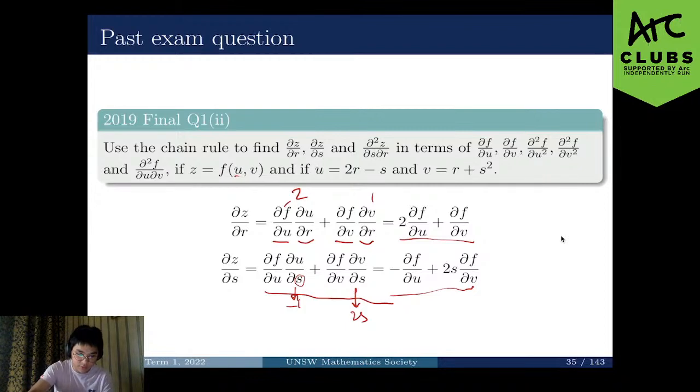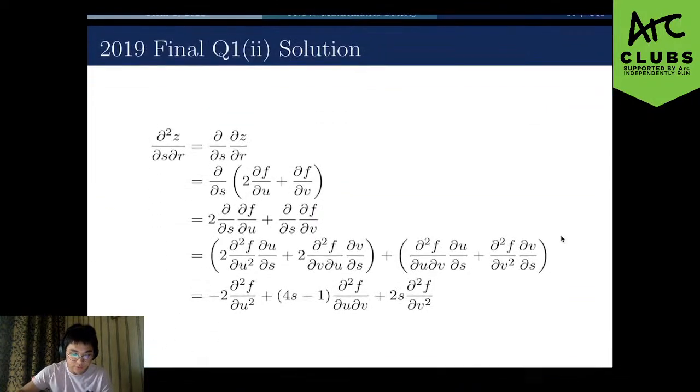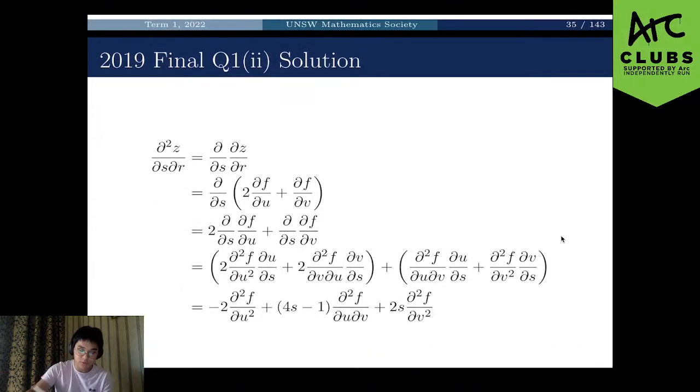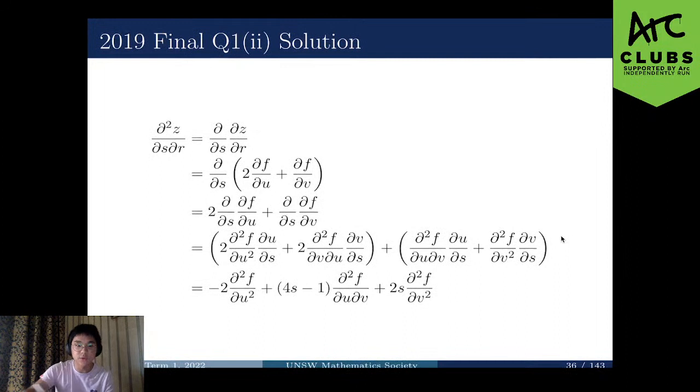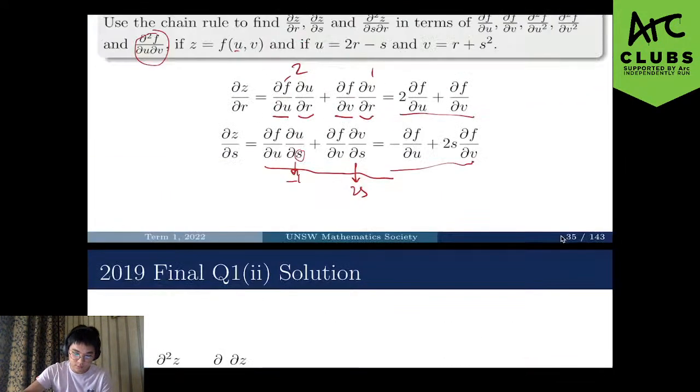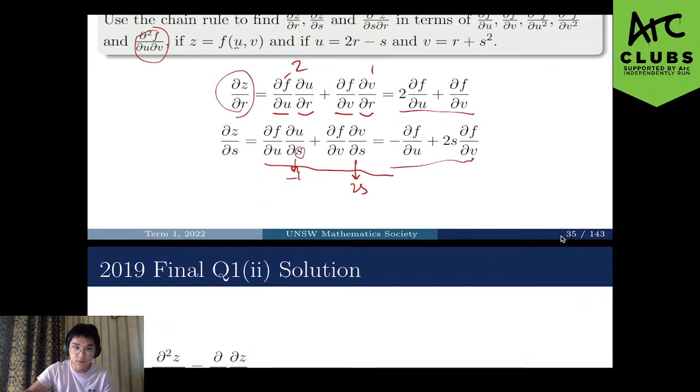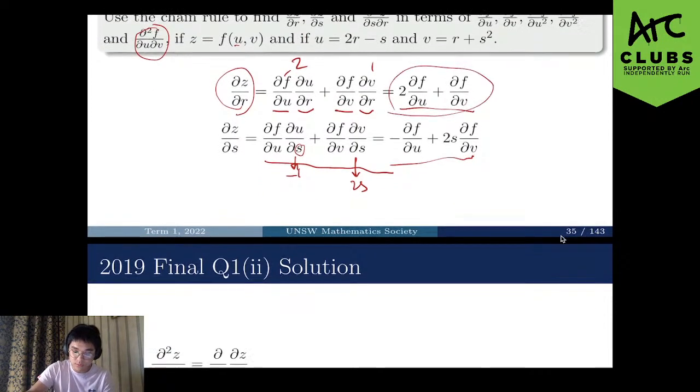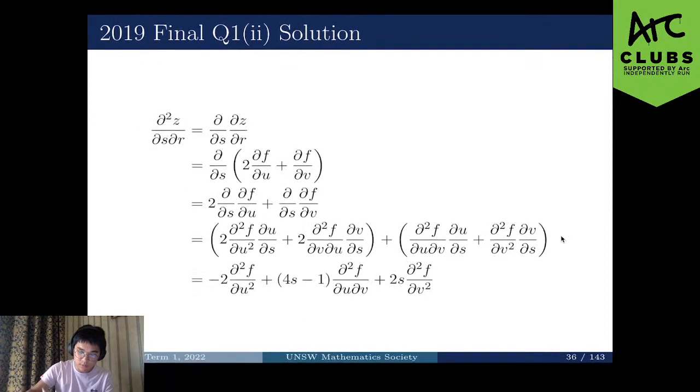So now we want to find this second order derivative. As we've said before, this is equal to this. That's just the notation. There aren't two z's. And here we can use, we've already solved dz/dr, right? We've solved it right here. So we can just sub in this result right here.